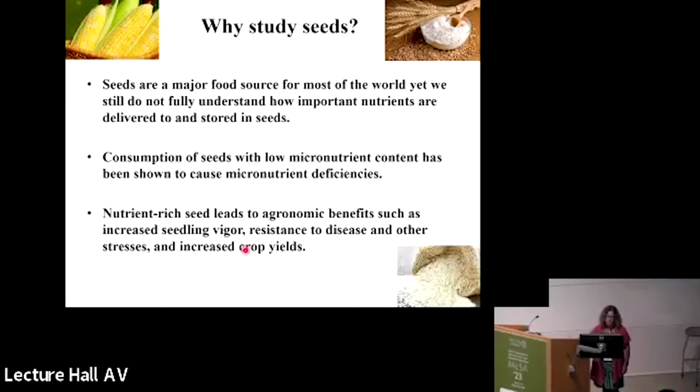They're a major food source for most of the world, but we still do not understand how important nutrients are delivered to and stored in seeds. And it's this very consumption of seeds with low micronutrient content that's causing all this micronutrient deficiency. A nutrient-rich seed would lead to agronomic benefits such as increased seedling vigor, resistance to disease and other stresses, and then ultimately would also increase crop yields.